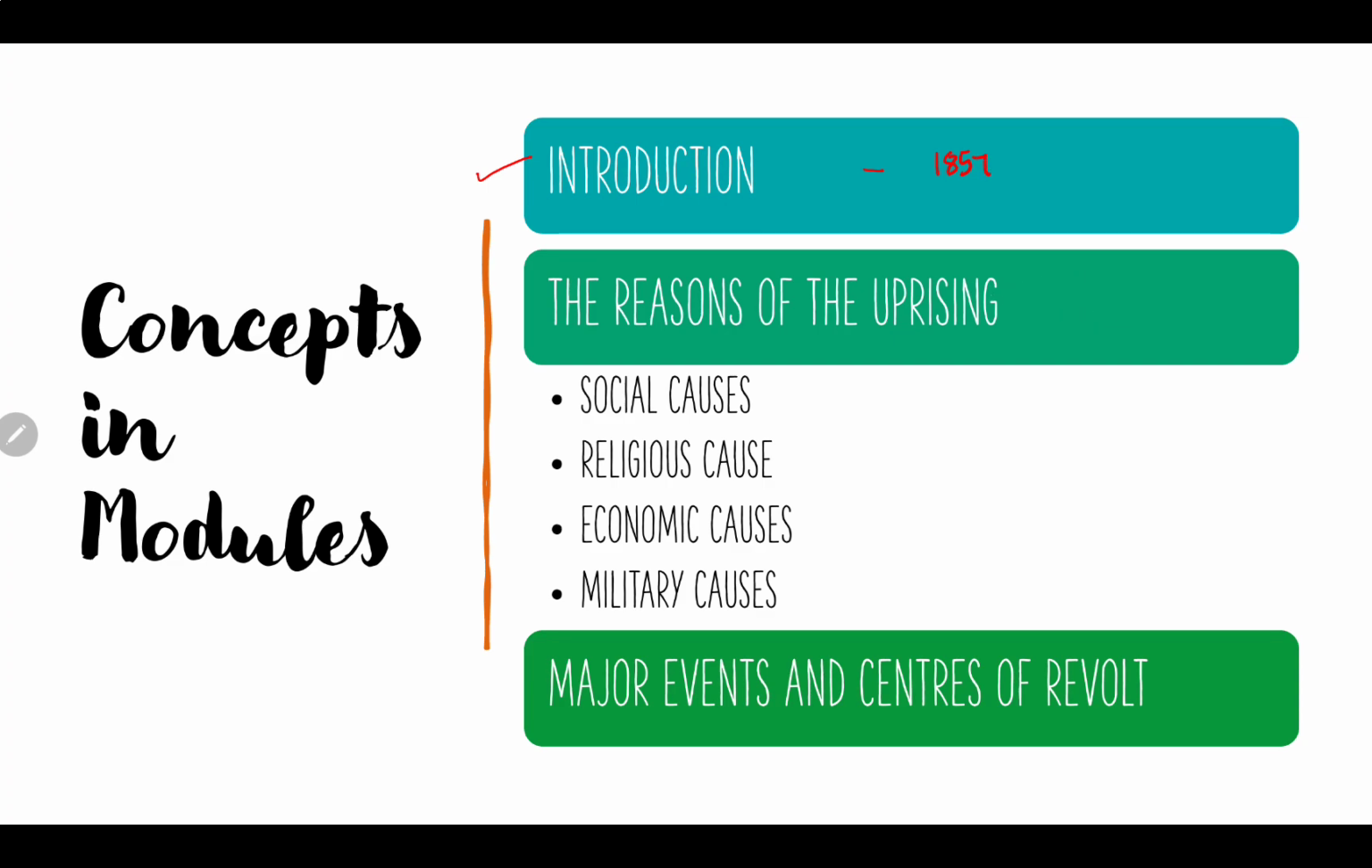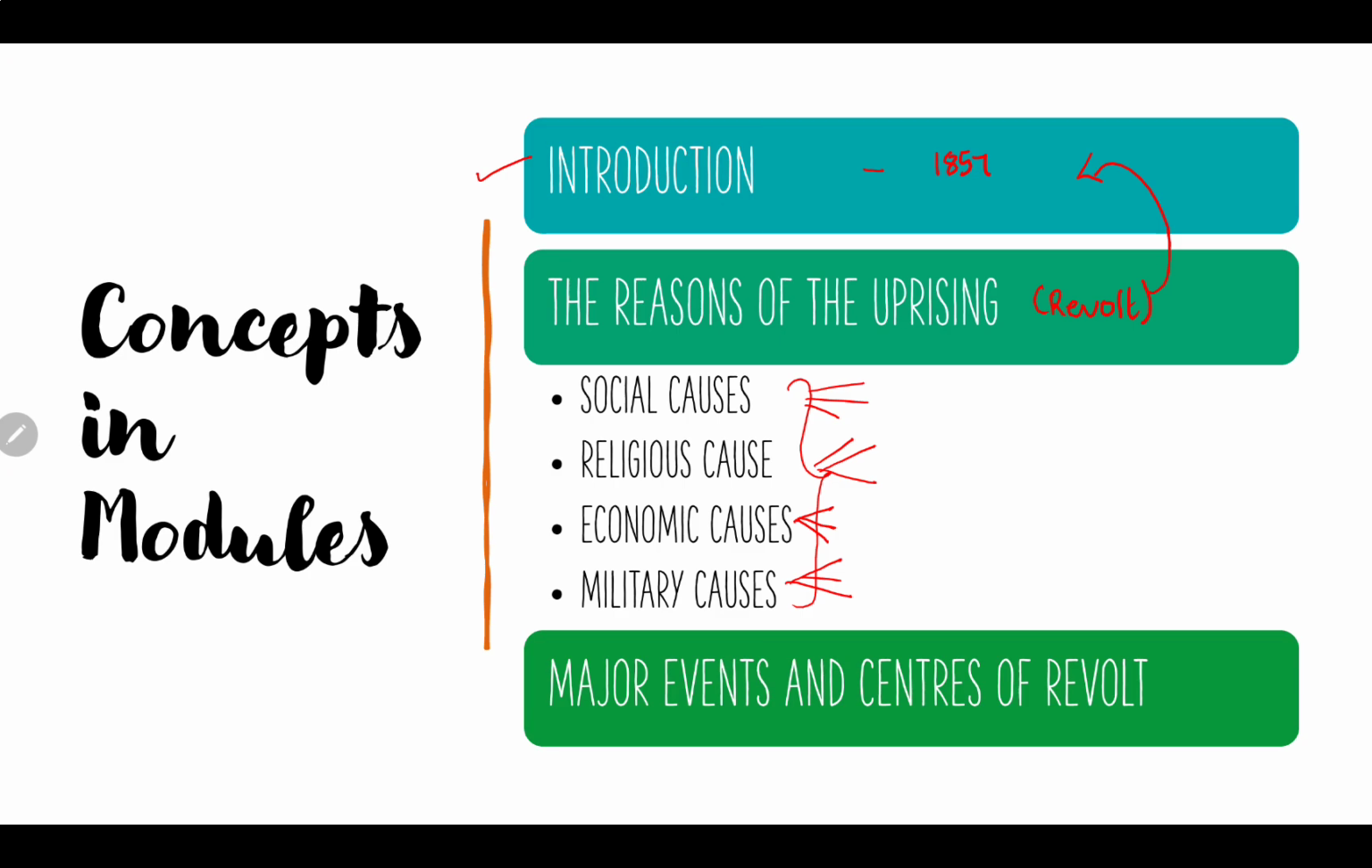Uprising means revolution, revolt, of 1857. There are numerous reasons for it, such as social causes, religious causes, economic causes, as well as military causes. Each of these causes has different subtopics. Social causes have different subtopics, religious causes have different subtopics, and economic causes too, as well as military causes. In this video, I shall discuss these causes.